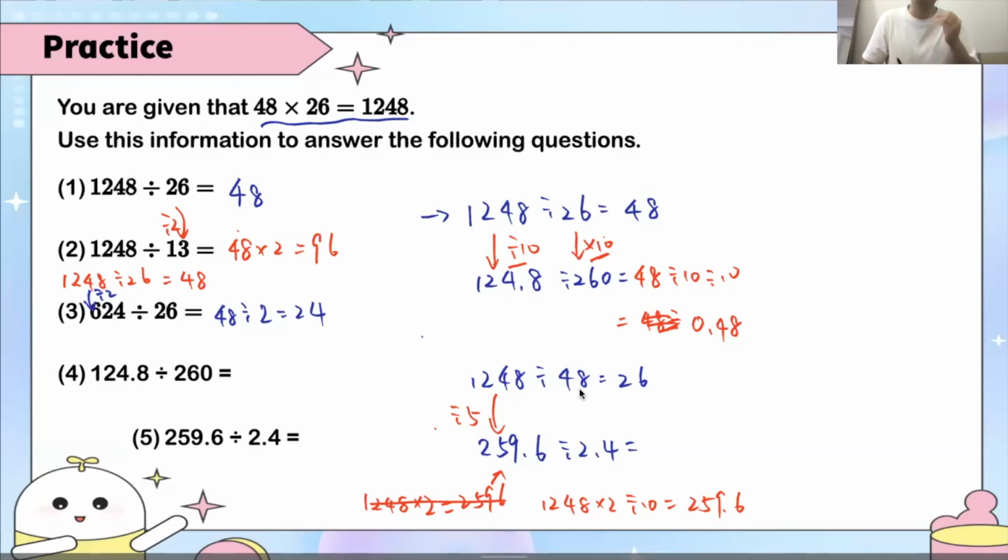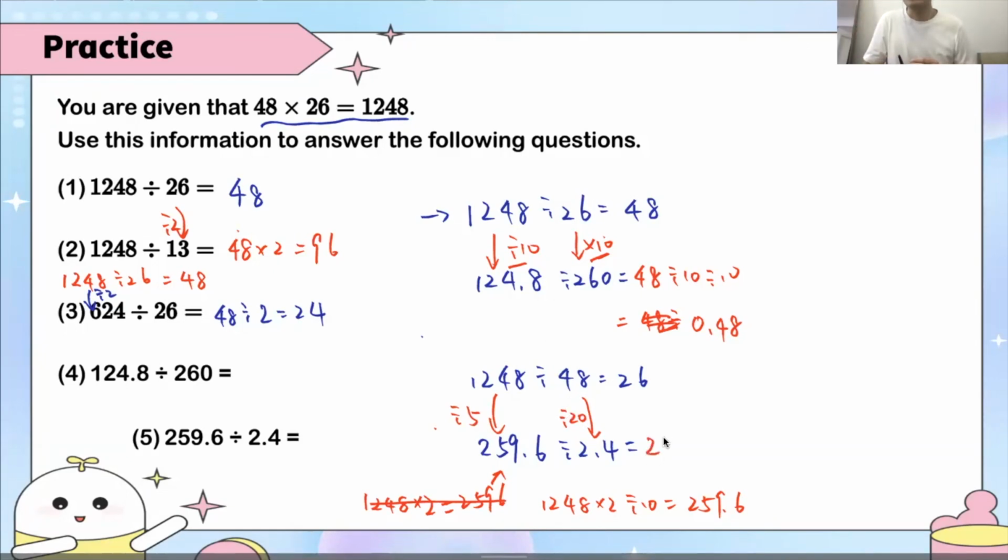Okay, so from 48 to 2.4, how do we change? I think maybe this will be a little easier. We just divide by 20, right? Okay, right now we already know these two changes. We will work out the answer.